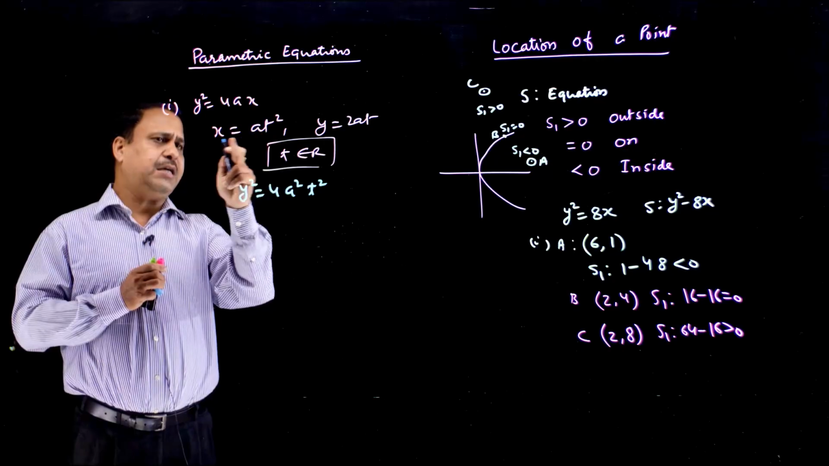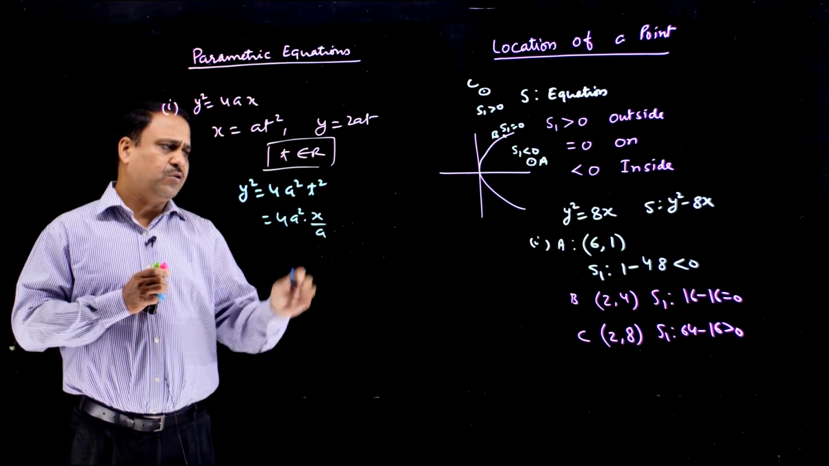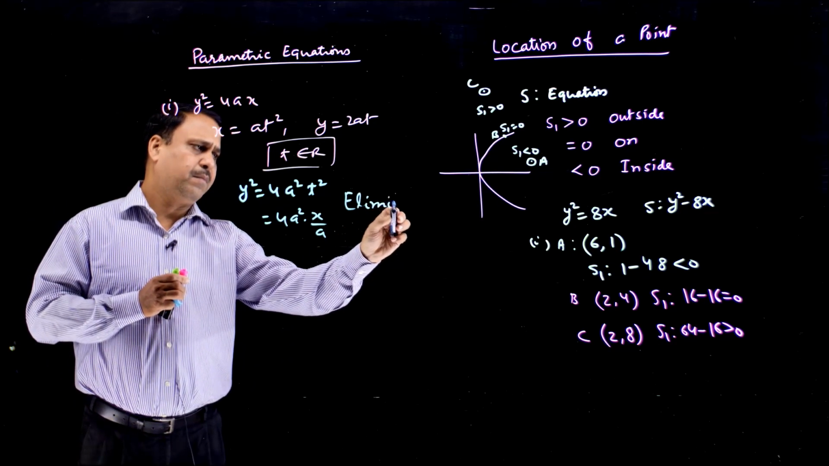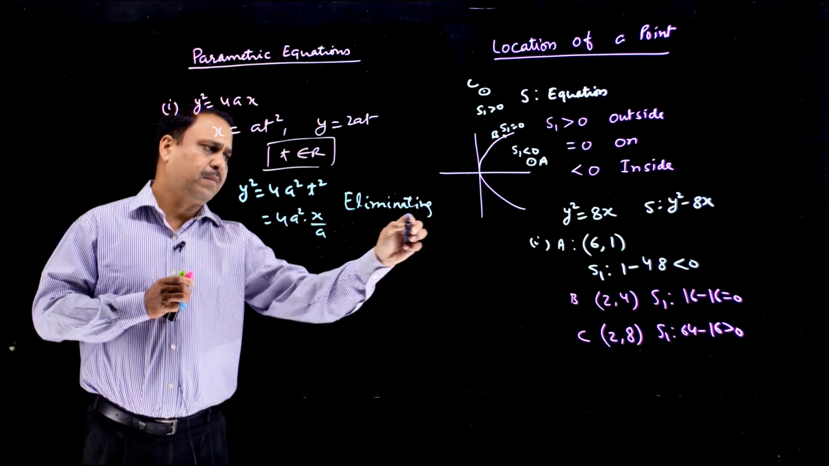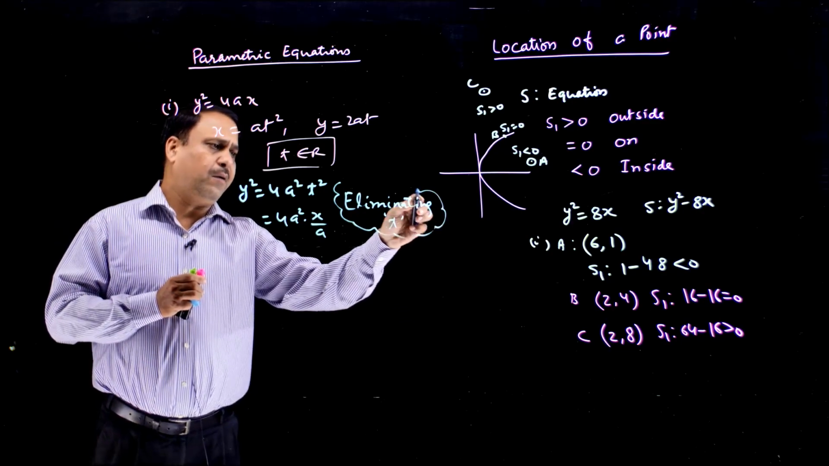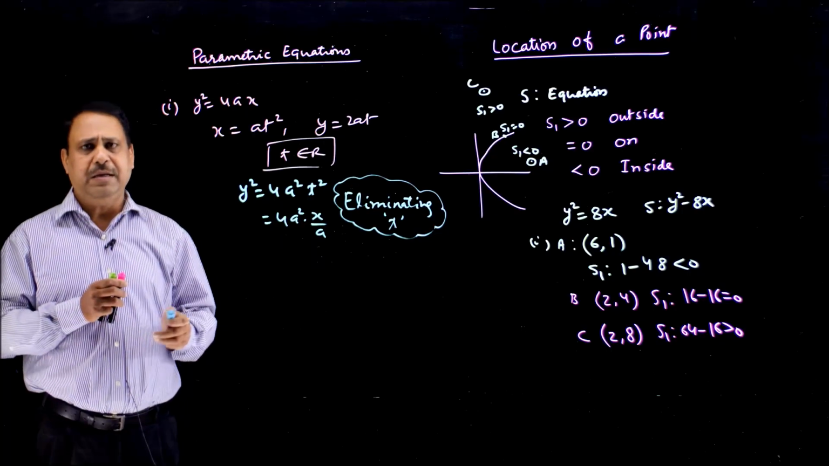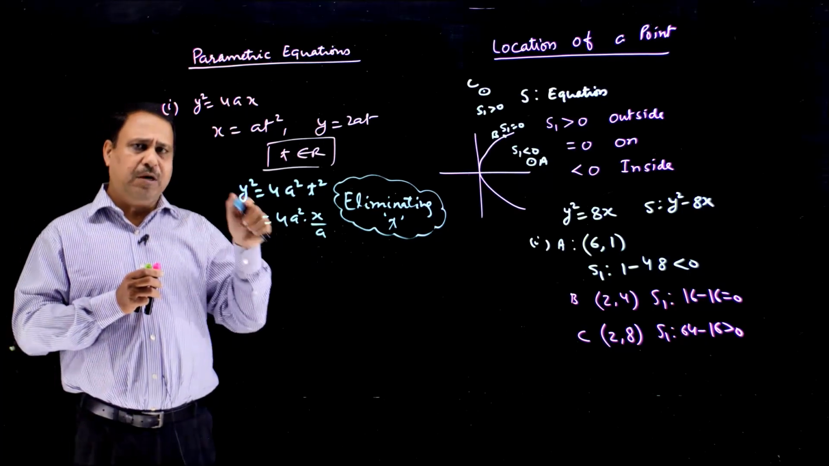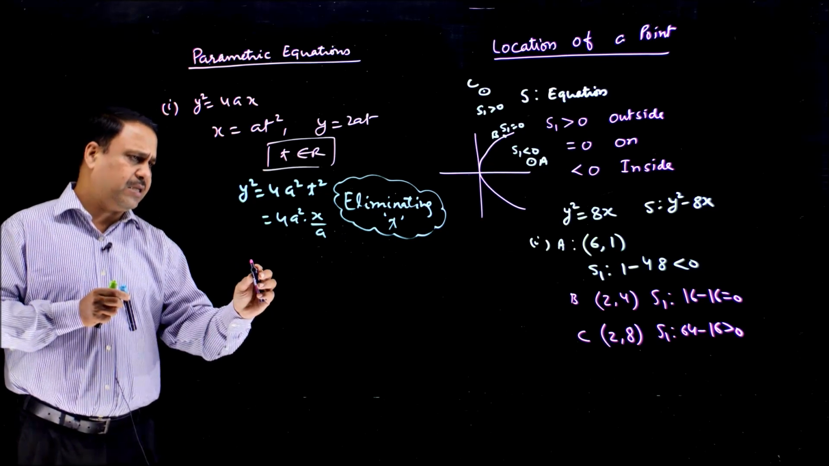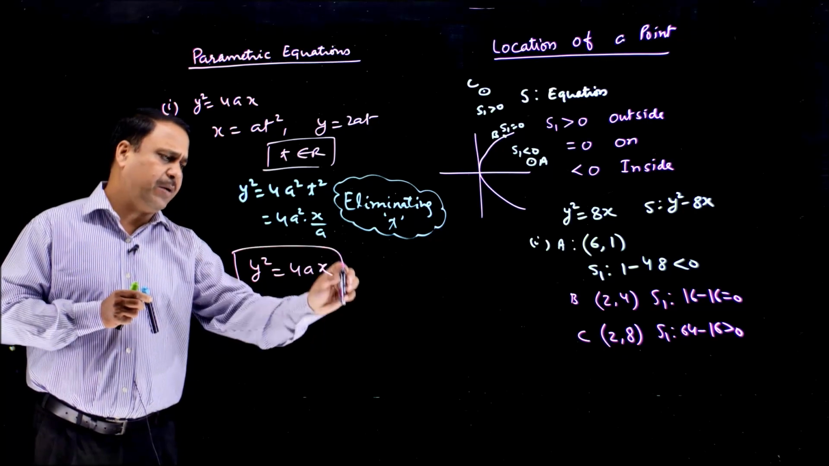Now t square is how much? x upon a. So 4a square and t square is x upon a. So what I am doing is eliminating t. What is t? Parameter. Don't think that t only has to be the parameter. It can be theta, it can be lambda, it can be p, it can be any variable. That particular variable I have to eliminate to get the original equation of the curve. So in this case, I will get y square is equal to 4ax. This is the equation of the parabola.